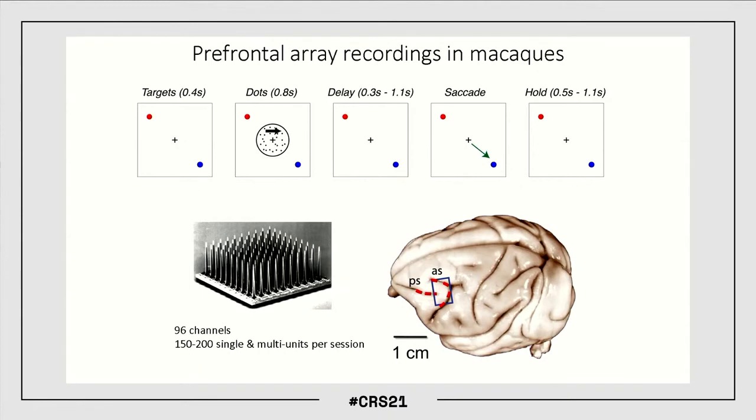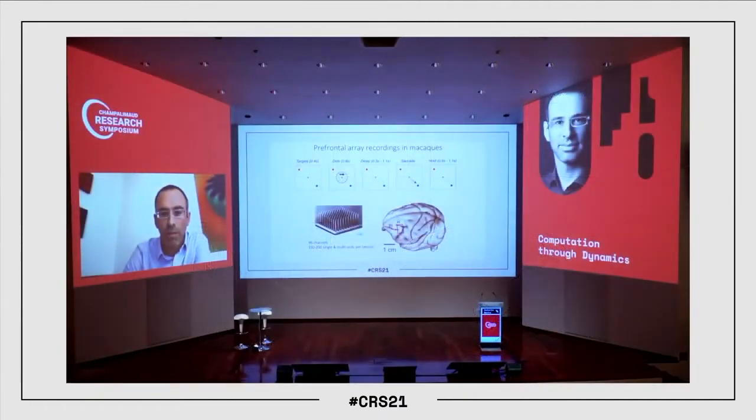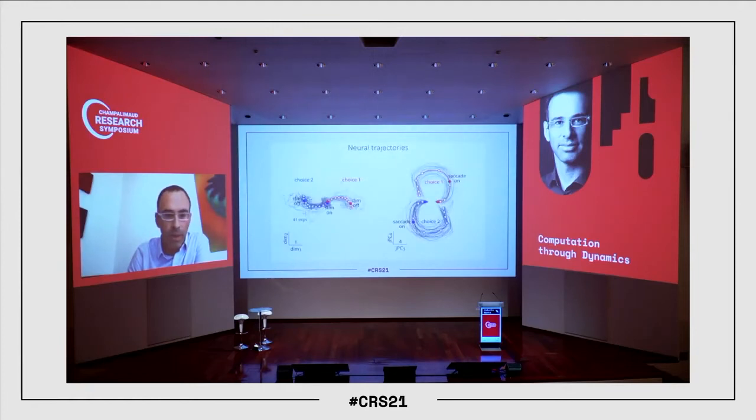Okay, so now we're going to apply this to actual data. These are prefrontal array recordings in macaques that were solving a version of the random dots task. So they saw a stimulus that moved either to the right or to the left, and then they had to integrate whether the motion was to the right or to the left, reporting by a saccade to one of 2 targets. And so these are Utah array recordings, so we have about 150 or 200 single and multi-units.